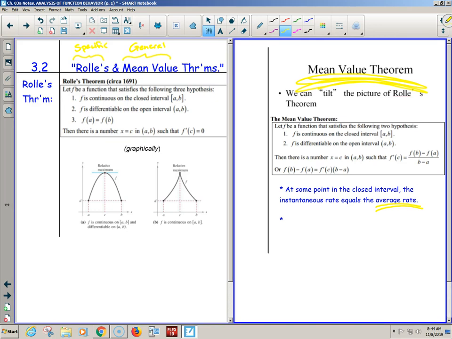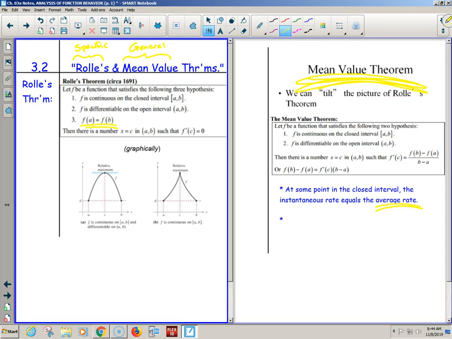This guy says something extra. f(a) has to equal f(b). If so, the instantaneous rate is going to be 0.